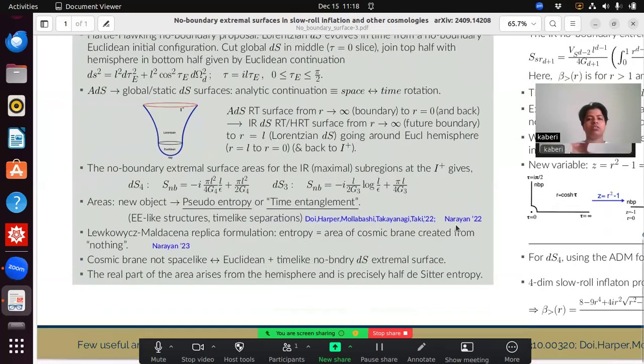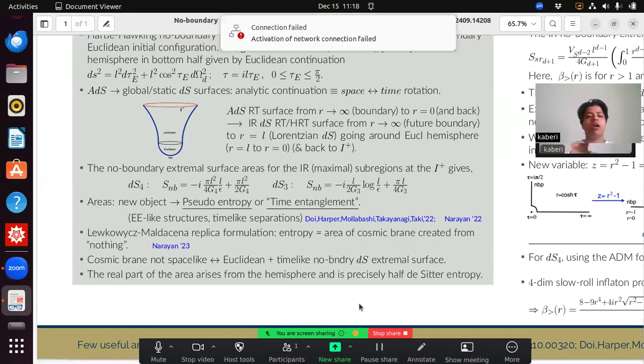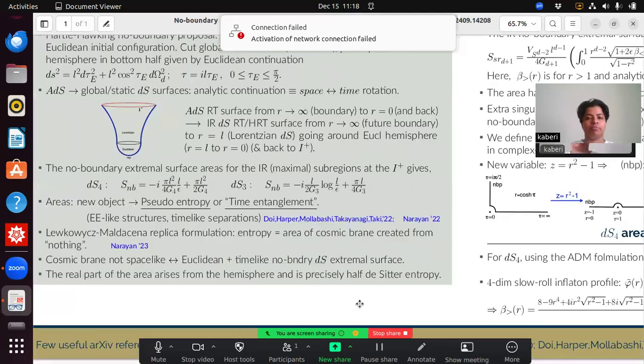The area of these extremal surfaces is something called pseudo-entropy or time-like entanglement. The real part of this area comes from the hemisphere, and it is precisely half the de Sitter entropy. In 23, Narayan has shown some heuristic Lewkowycz-Maldacena replica formulation of these no boundary de Sitter extremal surfaces, which says that the area of these surfaces is basically the area of the cosmic branes created from nothing, and these are basically the de Sitter entropy.